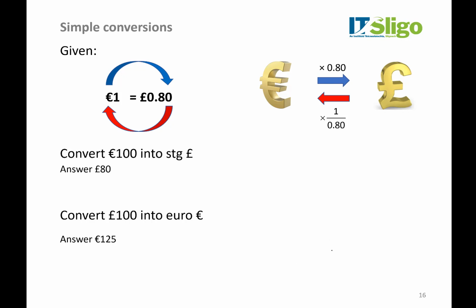So the main lesson here, guys, is if you're going with your given conversion rate, you multiply by the conversion factor. If you're going against your given conversion factor, you multiply by the reciprocal of the conversion factor.